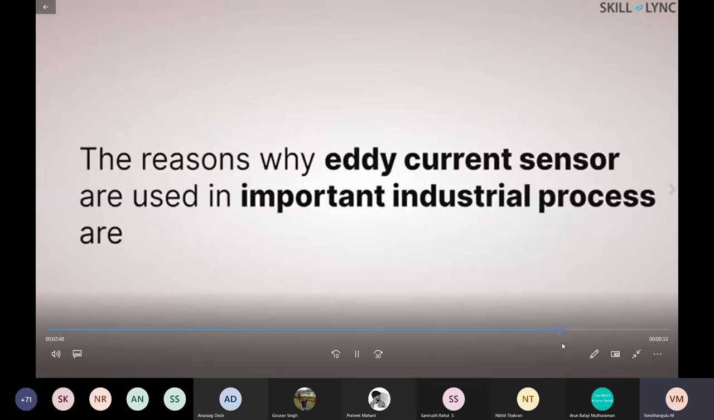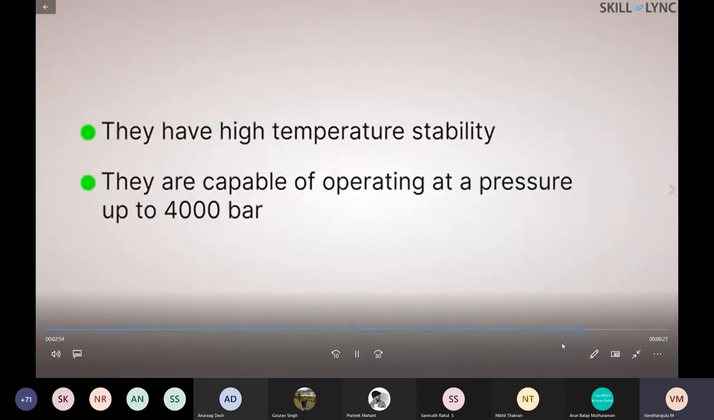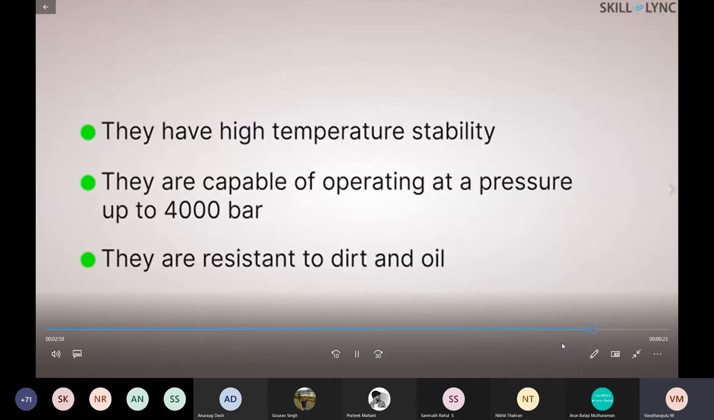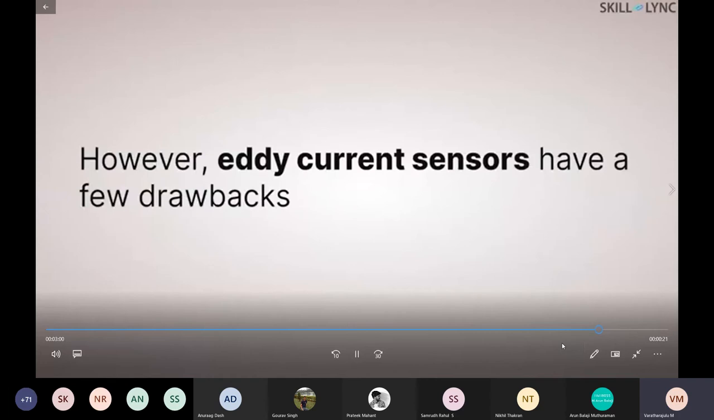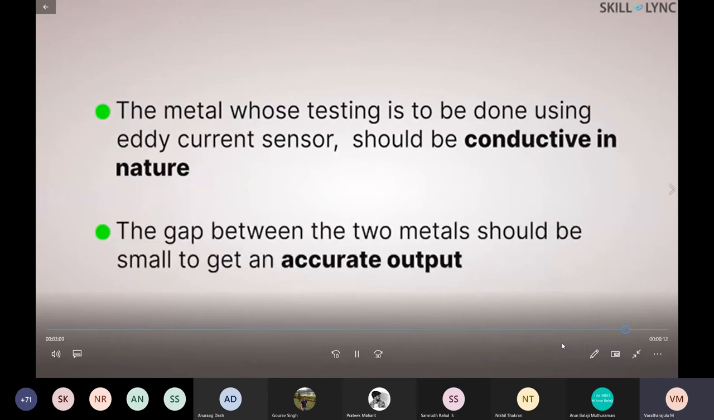The reasons why eddy current sensors are used in important industrial processes are that they have high temperature stability, they are capable of operating at a pressure up to 4000 bars, and they are resistant to dirt and oil. However, eddy current sensors have a few drawbacks. The metal being tested using an eddy current sensor should be highly conductive in nature, and the gap between the two.